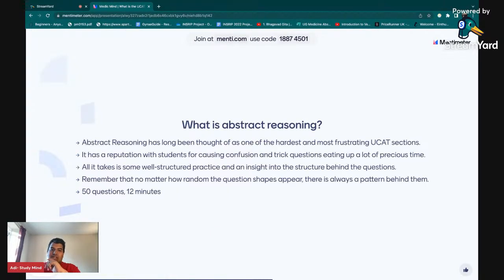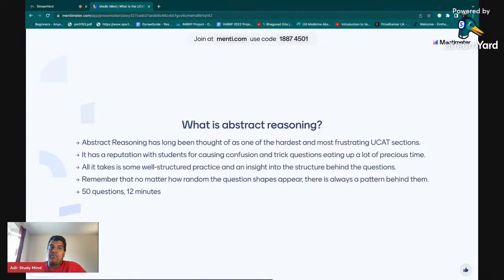Abstract reasoning. So abstract reasoning has long been thought of as one of the hardest and most frustrating UCAT sections. It has a reputation with students for causing confusion and trick questions, eating up a lot of precious time. Abstract reasoning is sometimes a bit headachy of a section because it's pattern recognition, something you probably never come across in GCSEs, A level, school, college, or any curriculums. I did a completely different system and I didn't come across it. So it might be a bit hard to familiarize yourself with it.